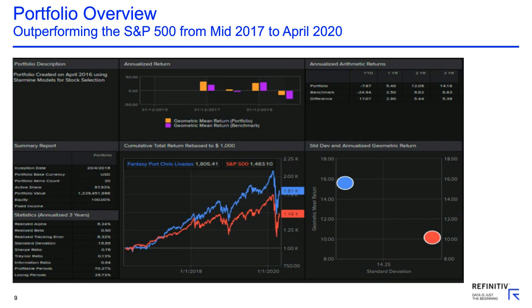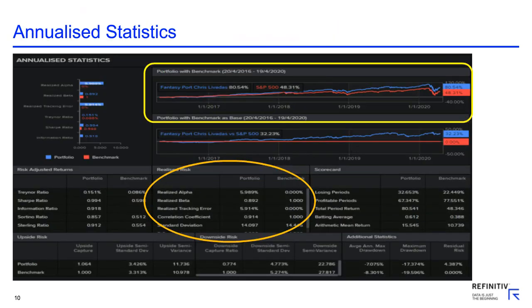So let's dig more to see where we are doing well, where we're doing badly, and where our real risks are. So going a bit more into some statistics generated by our Icon platform, we can see that, yes, we do have a realized alpha of almost 6%, a realized tracking error of almost 6%, a lower standard deviation. And we consistently outperform the index. But we need to go into further detail.